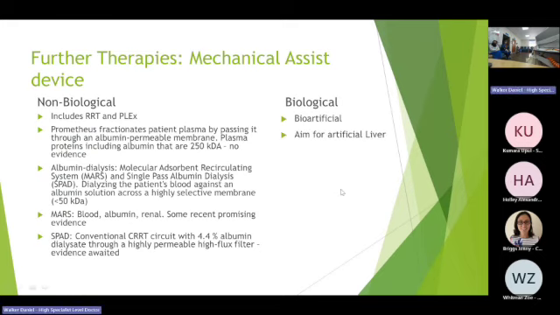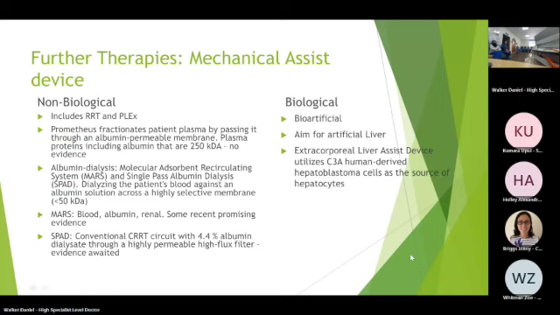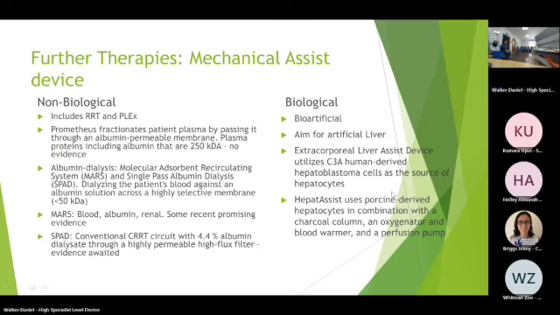The biologicals are bioartificial, so they aim to not only do the toxin detoxification, but they also aim to replace some liver synthetic functions as well. So the ELAD liver assist device uses human-derived cells, and then the HepatAssist uses pig liver cells. There is no evidence for any of them, but it's a great idea.